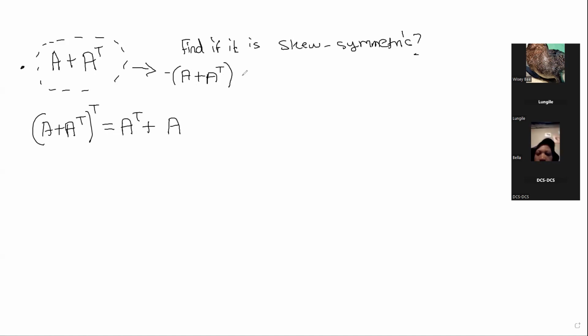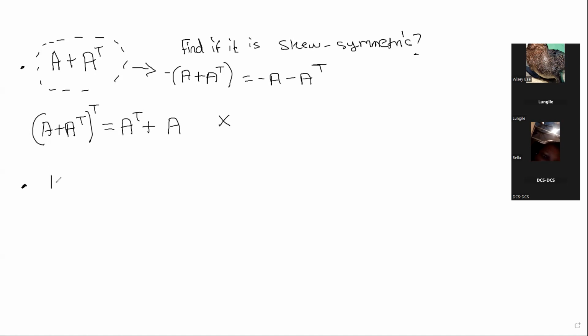Or another way, it would be negative A minus A T. Any of these forms, it doesn't matter which one. But as you can see here, this does not have any negative whatsoever. Actually, this thing is actually symmetric. So if it's symmetric, it cannot be skew symmetric. So this would be wrong. And then the next option was no solution, which was wrong as well.